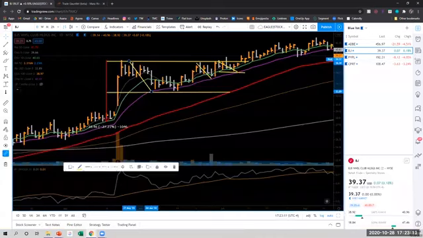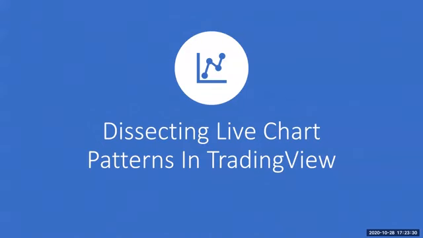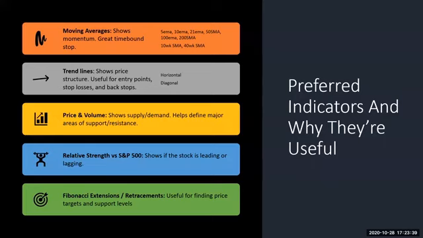Let's go back to the presentation. Number 5. All right, so we dissected the live chart in TradingView. Keep on using the chat in the Q&A box if you have questions. Let's talk about indicators.